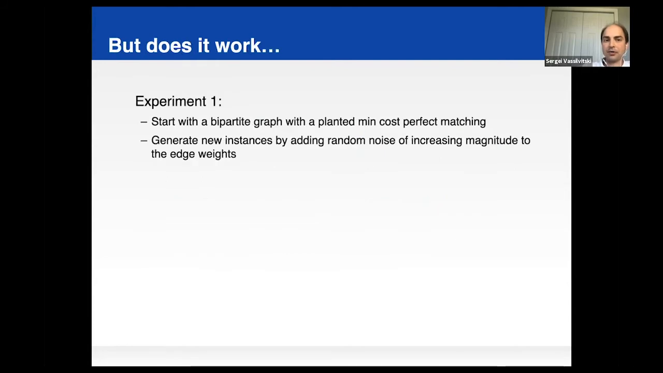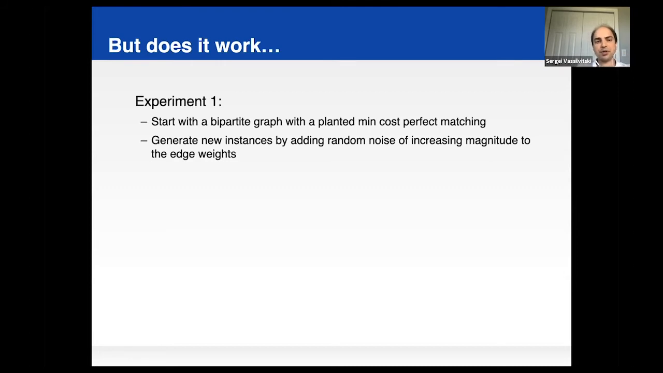Okay, so does this work, right? So I can tell you a nice story about how this kind of formalizes primal-dual, and this gives you an idea of doing this better than the Hungarian method. But let's see, right? So the first set of experiments we're going to run is going to be on synthetic data to really understand the different trade-offs that are going on here.